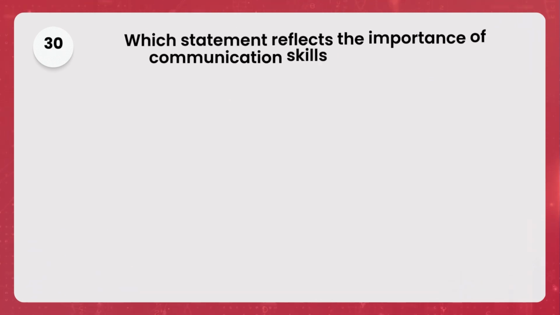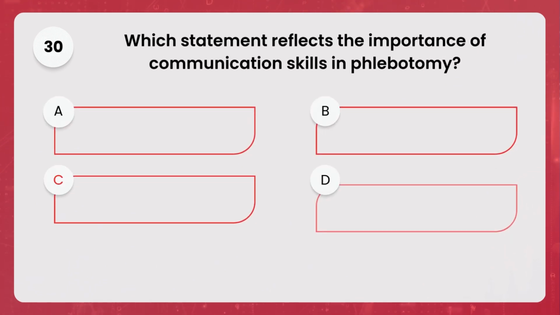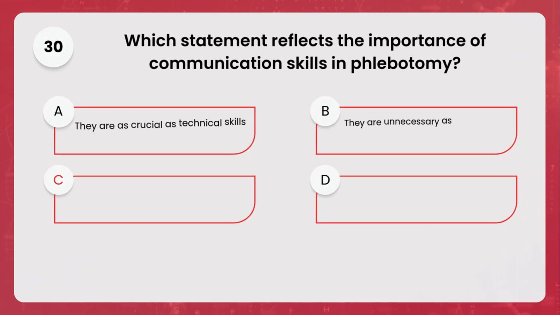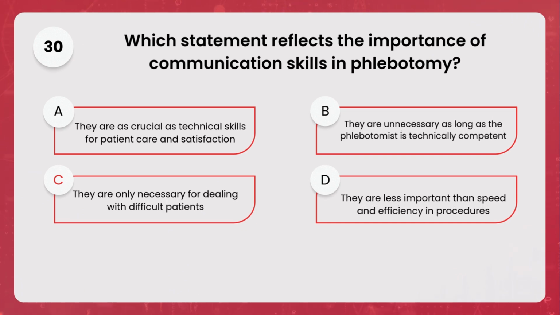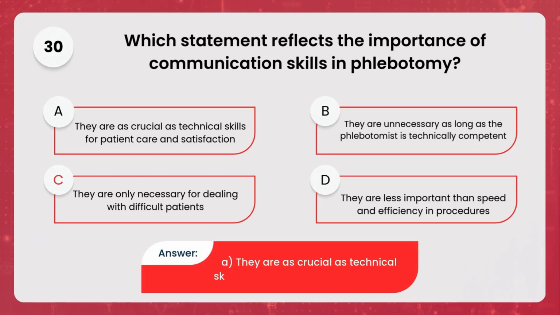Number 30. Which statement reflects the importance of communication skills in phlebotomy? A. They are as crucial as technical skills for patient care and satisfaction. B. They are unnecessary as long as the phlebotomist is technically competent. C. They are only necessary for dealing with difficult patients. And D. They are less important than speed and efficiency in procedures. The answer is A. They are as critical as technical skills for patient care and satisfaction.